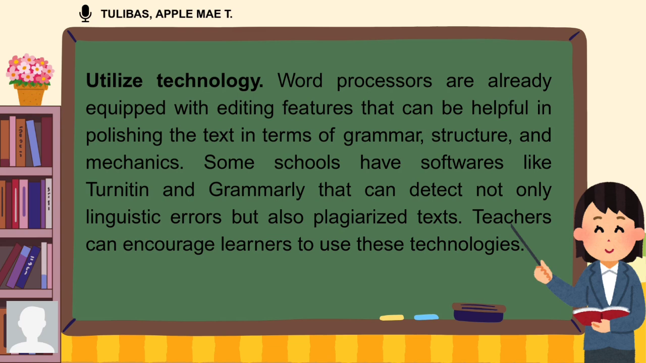Then, we have more advanced tools like Turnitin and Grammarly. Some schools have access to them. Turnitin is great because it can check if any part of your writing has been copied or plagiarized. That's super important in academic writing. Grammarly, on the other hand, checks for grammar, spelling, tone, and clarity, and it provides immediate feedback that's easy to understand.